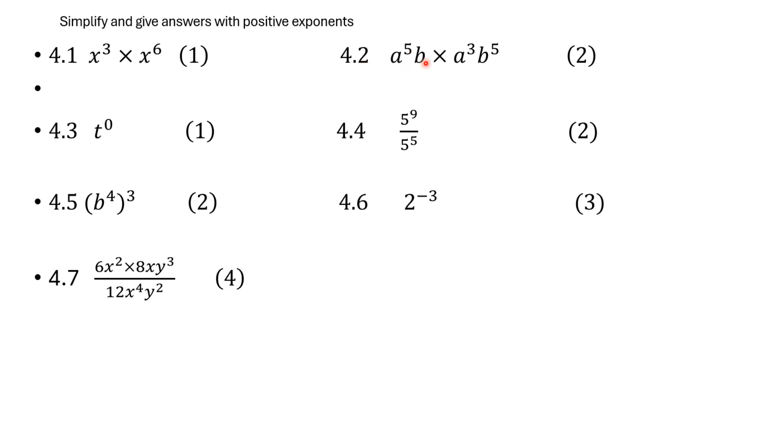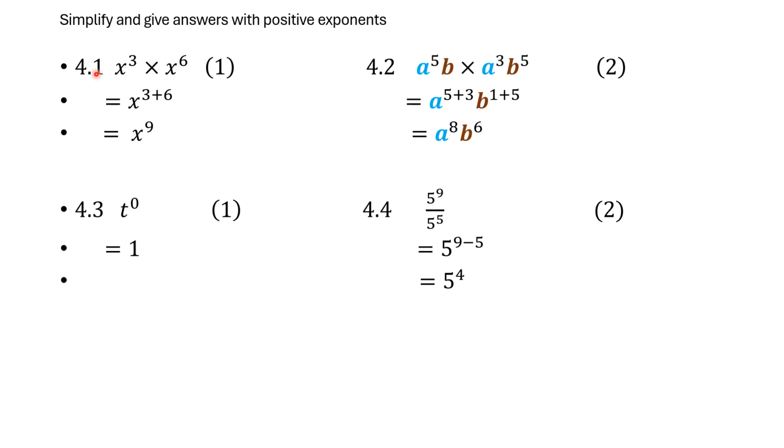4.2, a to the 5 b times a cubed b to the 5. 4.3, do you know what's anything to the power 0? 4.4, 5 to the power 9 divided by 5 to the power 5. 4.5, b to the 4 in brackets raised to another exponent 3. 4.6, 2 to the negative 3, negative exponents, and 4.7 deals with multiplication and division. Right, so let's look at the first 4 problems.